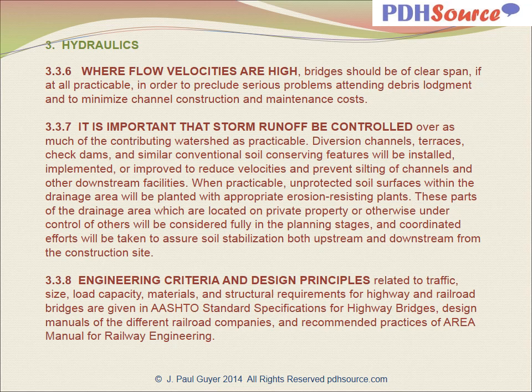It is important that storm runoff be controlled over as much of the contributing watershed as practicable. Diversion channels, terraces, check dams, and similar conventional soil conserving features should be implemented or improved to reduce velocities and prevent silting of channels and other downstream facilities. When practicable, unprotected soil surfaces within the drainage area should be planted with appropriate erosion-resisting plants. Those parts of the drainage area which are located on private property or otherwise under control of others need to be considered fully in the planning stages, and coordinated efforts taken to assure soil stabilization both upstream and downstream from the construction site.